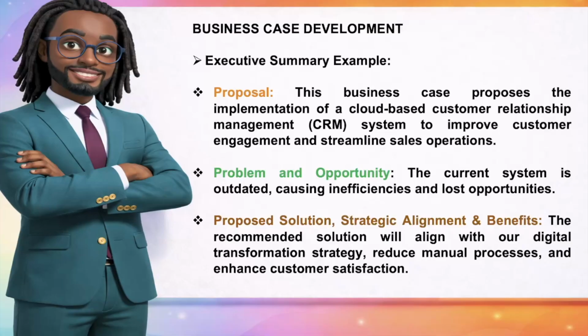For instance, for the proposal: this business case proposes the implementation of a cloud-based customer relationship management system to improve customer engagement and streamline sales operations. For problem and opportunities, an example would be: the current system is outdated, causing inefficiencies and lost opportunities. For proposed solutions, strategic alignment and benefits, an example would be: the recommended solution will align with our digital transformation strategy, reduce manual processes, and enhance customer satisfaction.